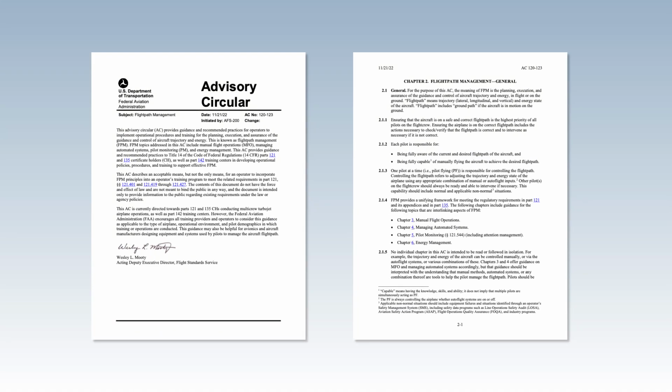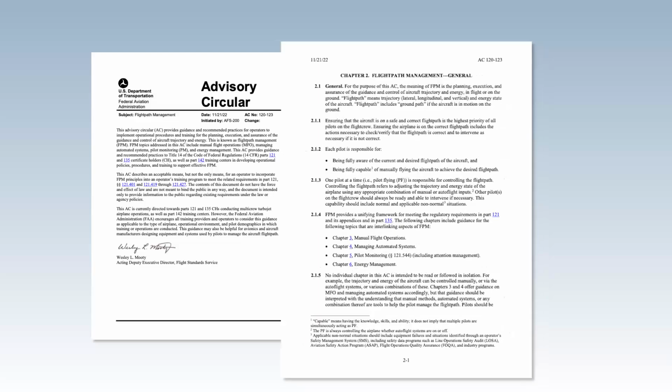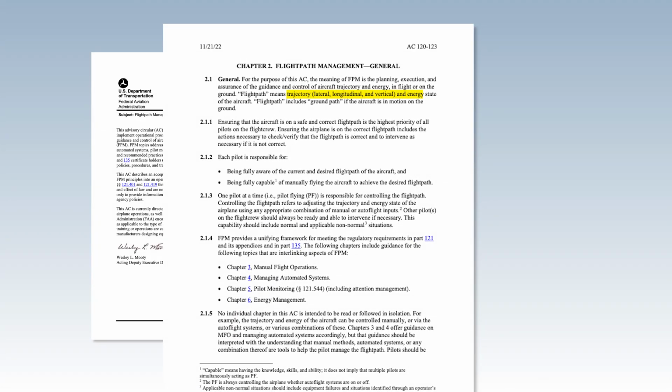Advisory Circular 120-123 defines flight path as the lateral, longitudinal, and vertical trajectory and energy state of the aircraft, and it defines flight path management as the planning, execution, and assurance of the guidance and control of aircraft trajectory and energy.